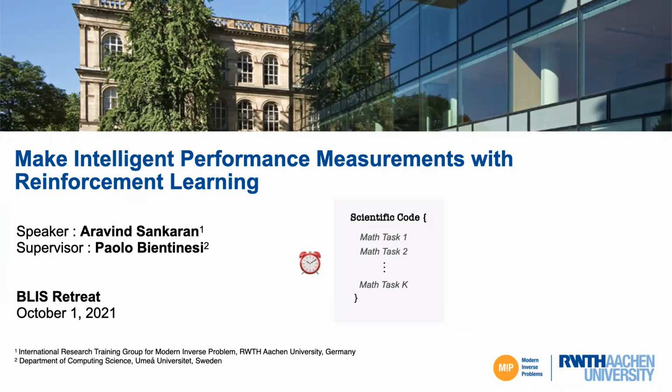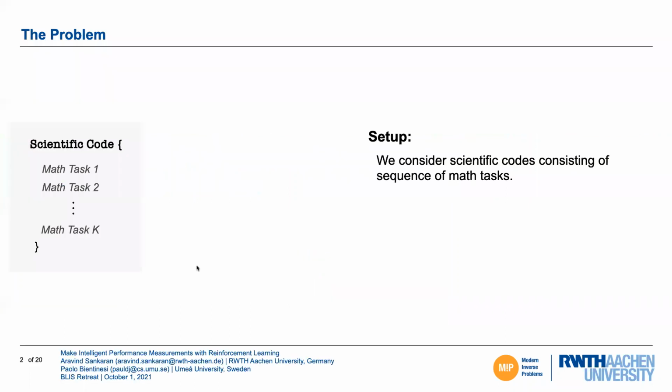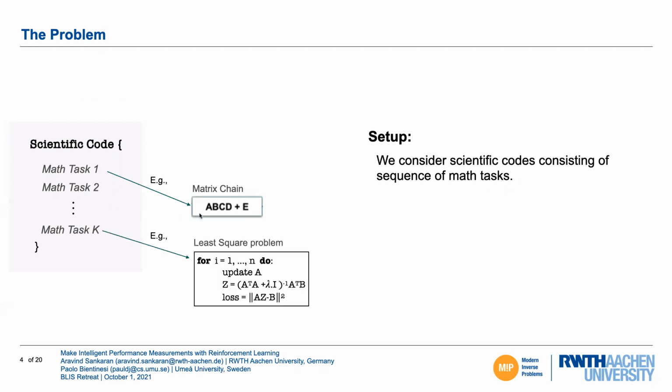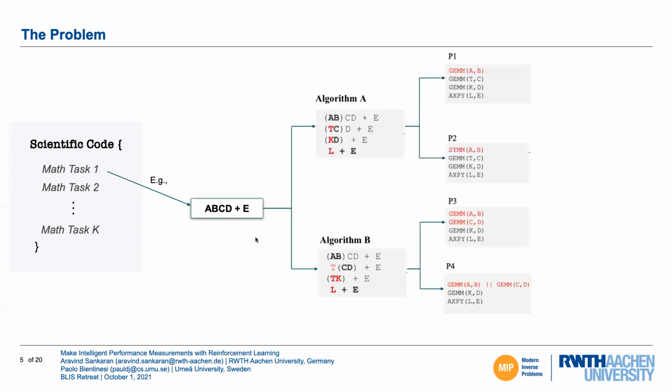I'm here to talk about making intelligent performance measurements with reinforcement learning. We consider scientific codes that are a sequence of mathematical tasks. Each task is some high-level math expression, such as a matrix chain or a solution to a least square problem, etc. Each task can be implemented using many possible algorithms.